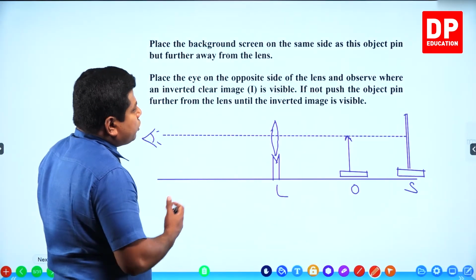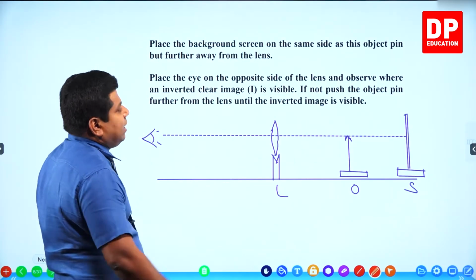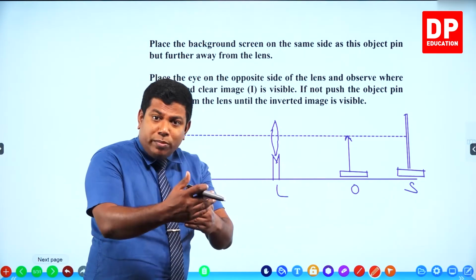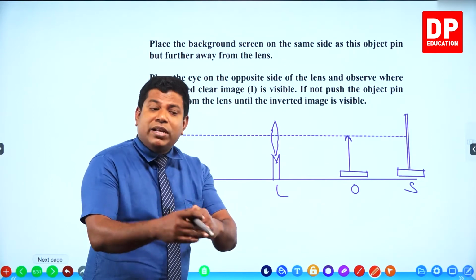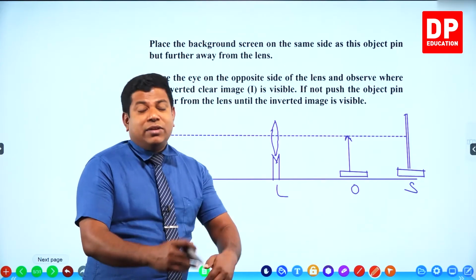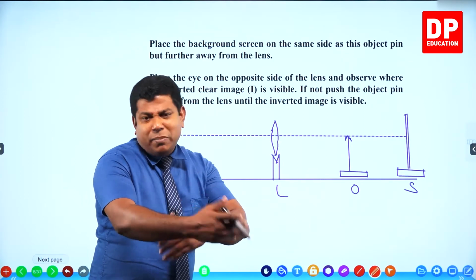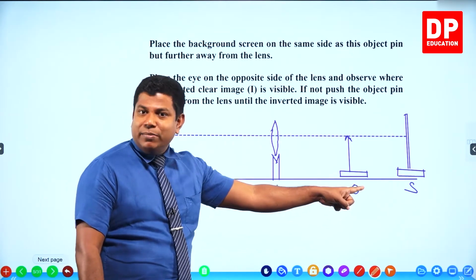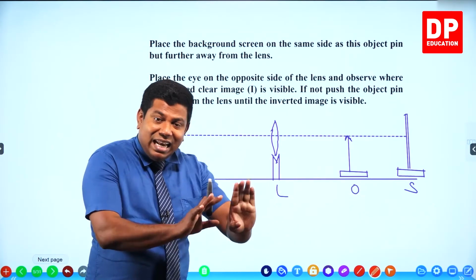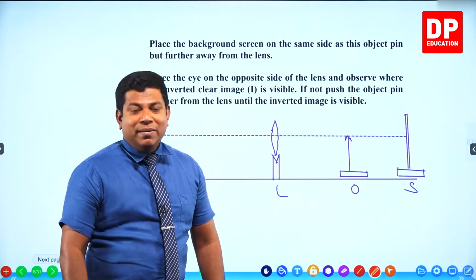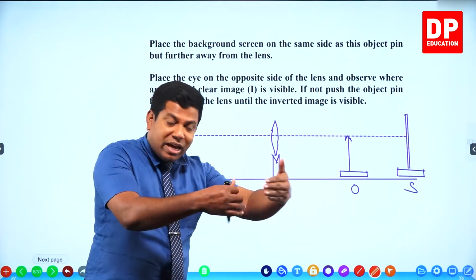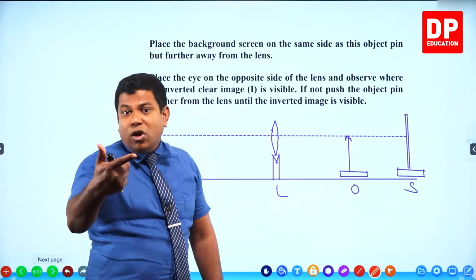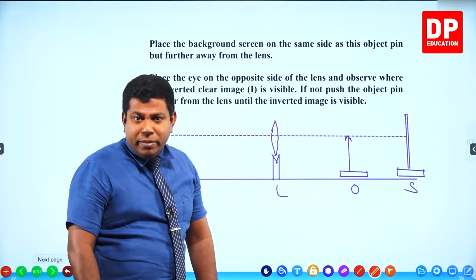If not, push the object pin further from the lens until the inverted image is visible. What happens? Sometimes the approximate focal length you found at the beginning is wrong. Let's say it was actually 20 centimeter, but by mistake you found it to be 10 centimeter and then you kept it at 15 centimeter. The real focal length is 20 centimeter, but you kept it at 15 centimeter, which means you have kept it within the focal length, right? If you keep it within the focal length, you will not see a real inverted image.